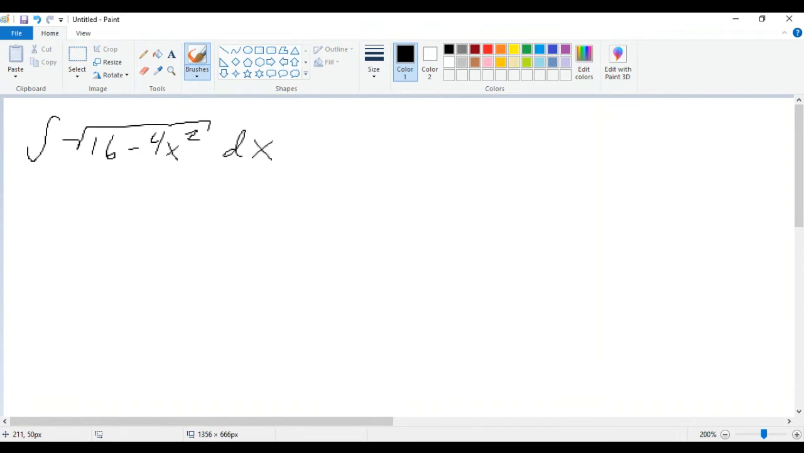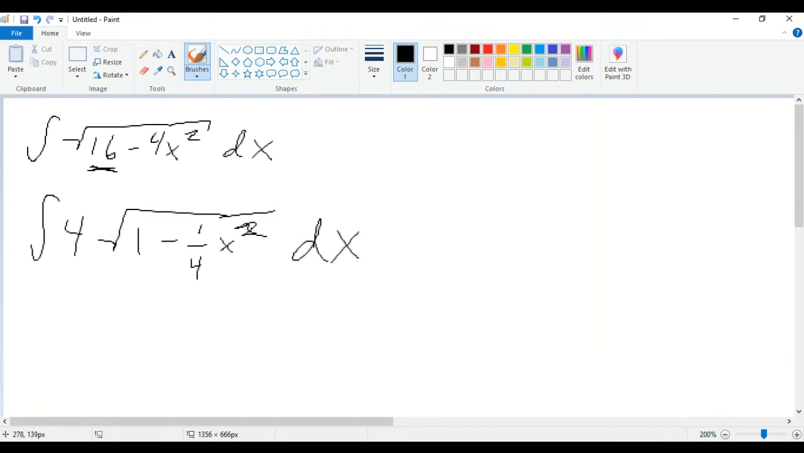In this case, what we first need to do is make sure that we have a 1 where the 16 is. So right here, we need to pull the 16 out of the square root. So we can actually rewrite this as 4 square root of 1 minus 1/4 x squared. And the reason we do that is because all of our trig identities have simply 1 plus sine squared or 1 minus sine squared. We need to have a 1 right there, is what I'm saying.